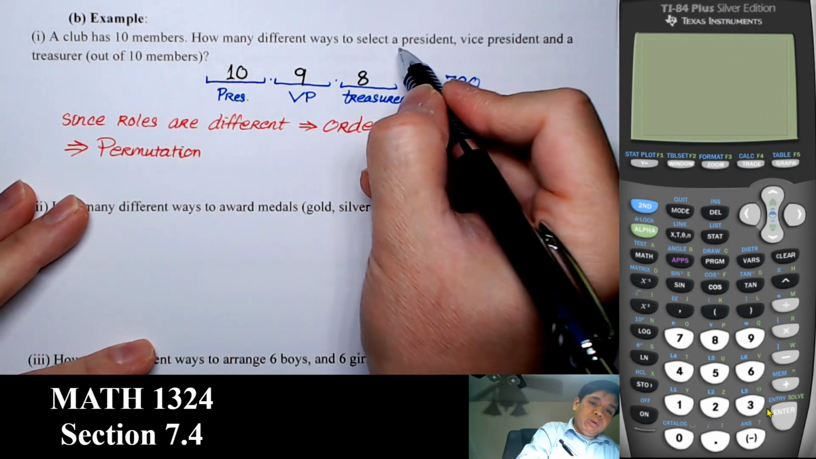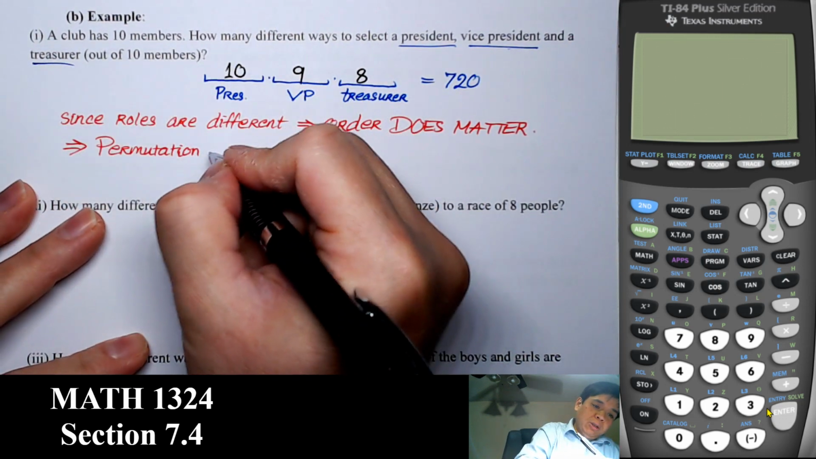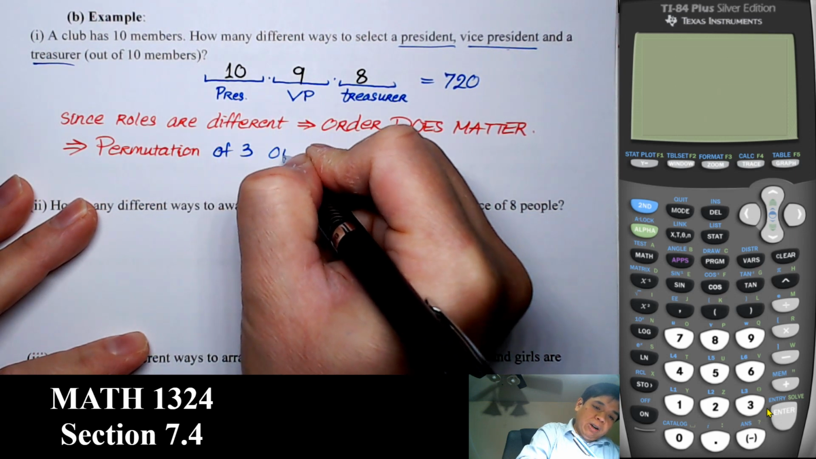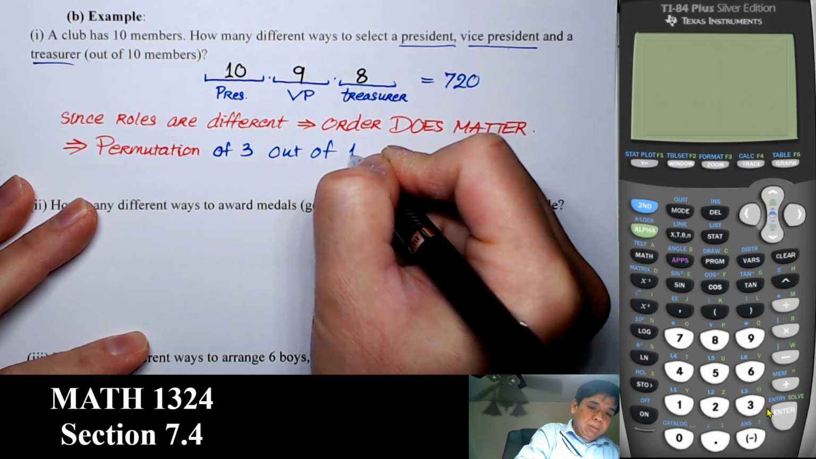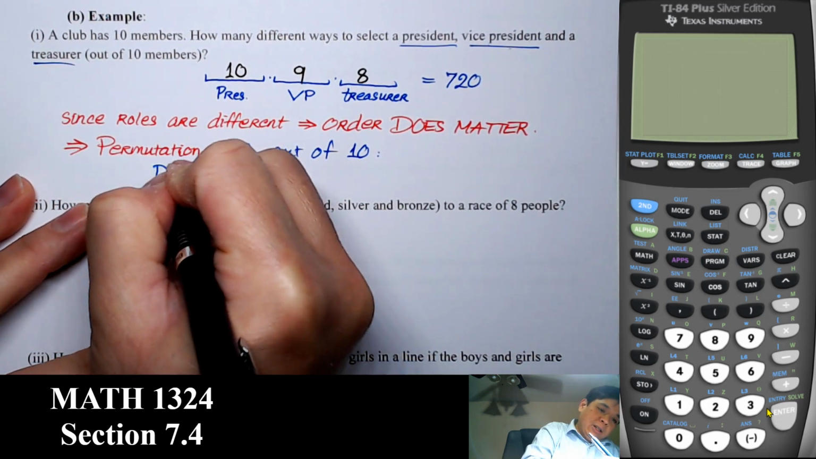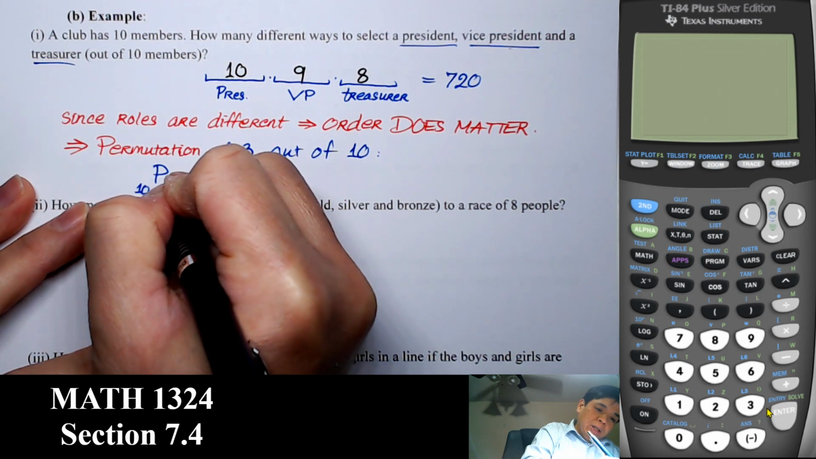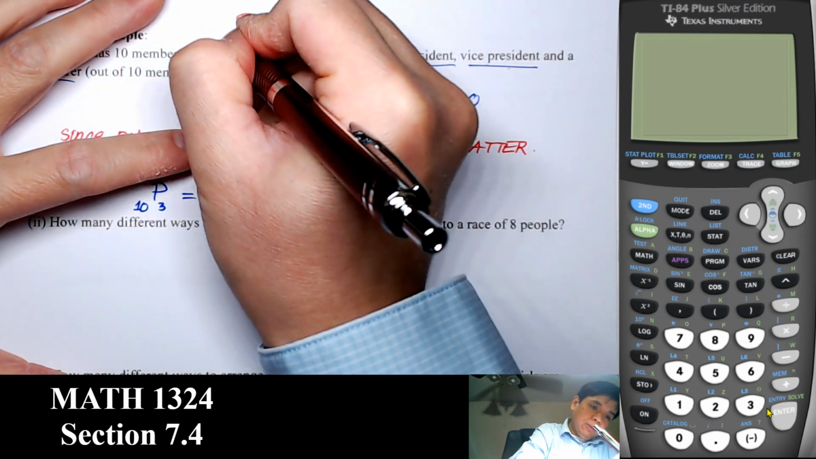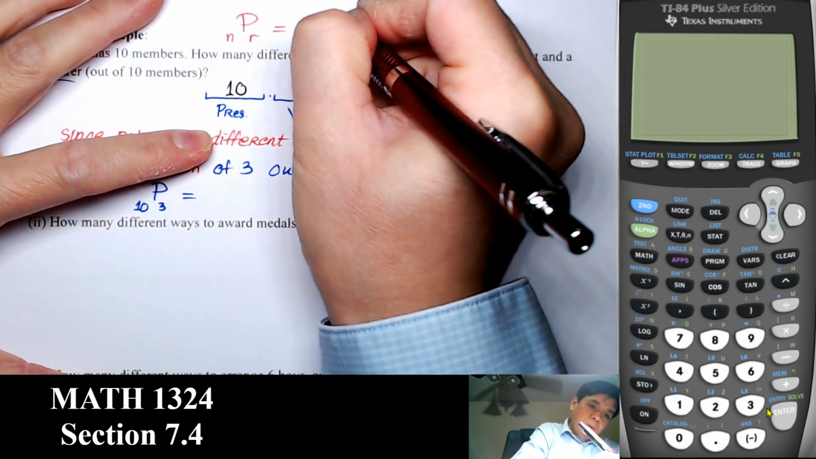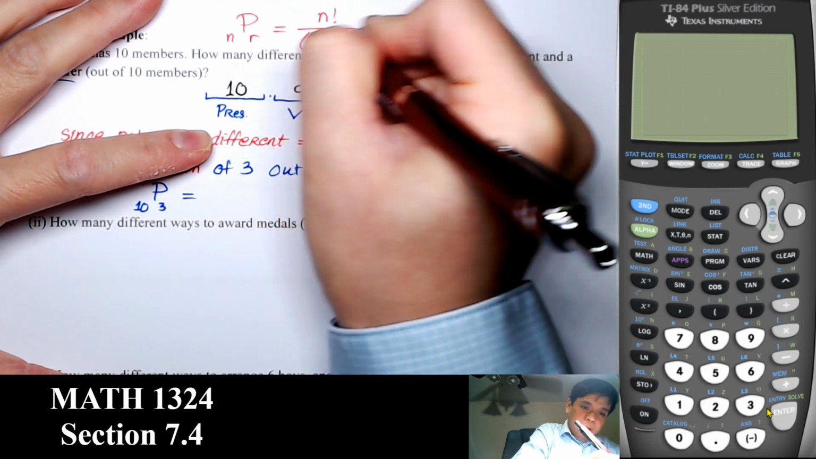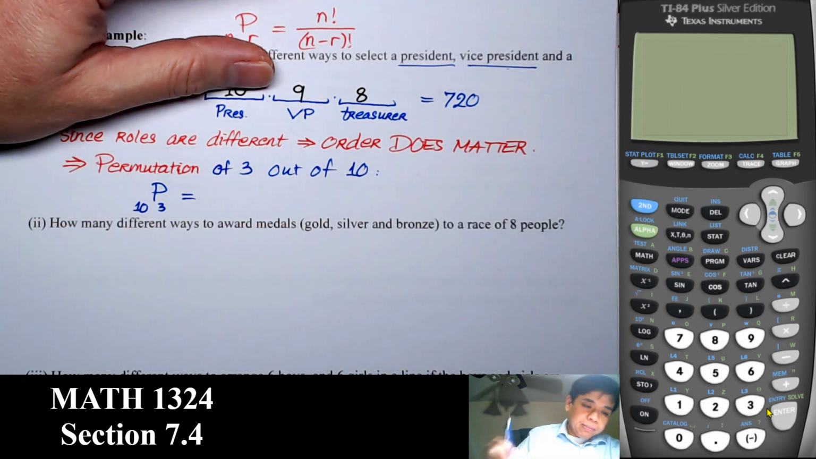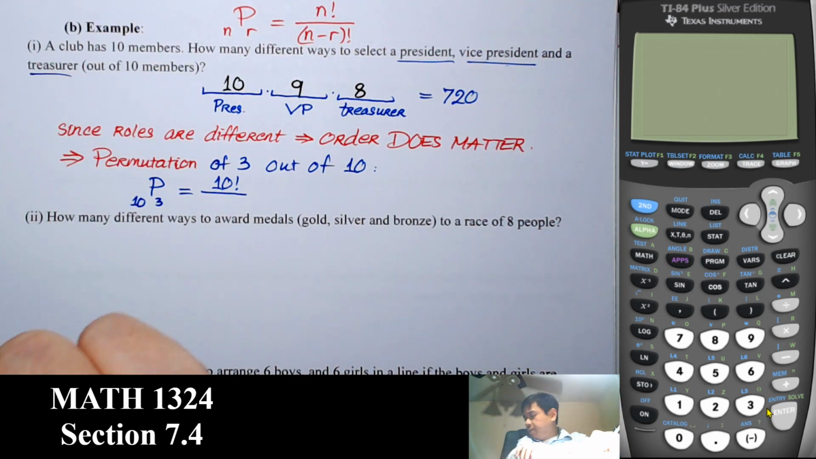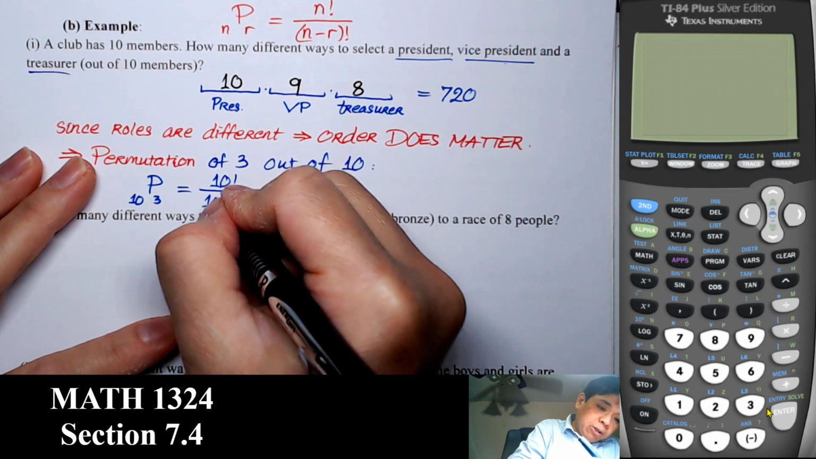We select 3 roles. Permutation of 3 out of 10 people. So that means 10 and 3. So the formula for permutation, n factorial over n minus r factorial. 10 factorial over 10 minus 3 factorial.